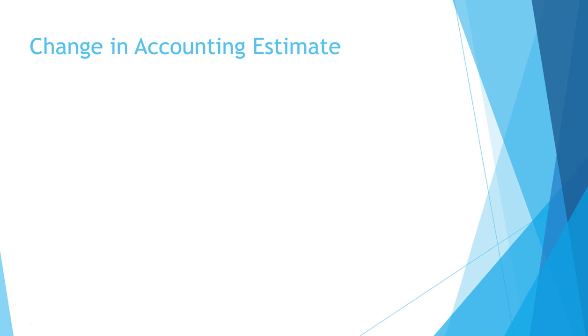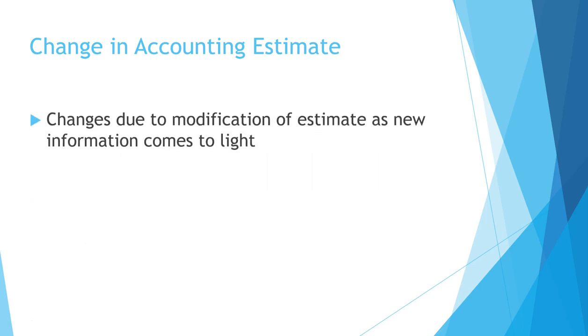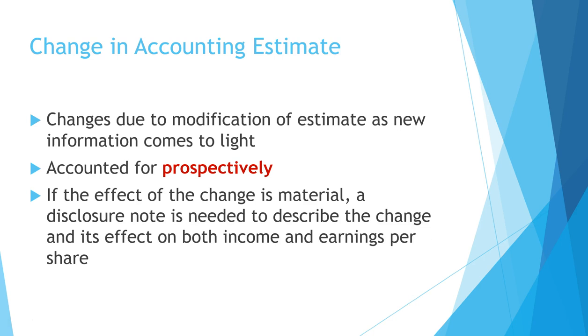Next, we have a change in accounting estimate. The change is due to modifications of an estimate as new information comes to light. An example is adjusting your warranty reserve, which is also an estimate. Or another would be if you change how long you're going to keep a piece of equipment. These are accounted for prospectively. If the effect of the change is material, a disclosure note is needed to describe the change and its effects on both the income and earnings per share.